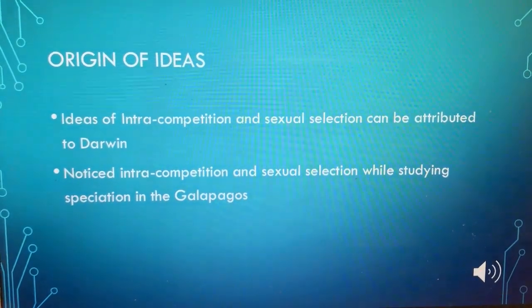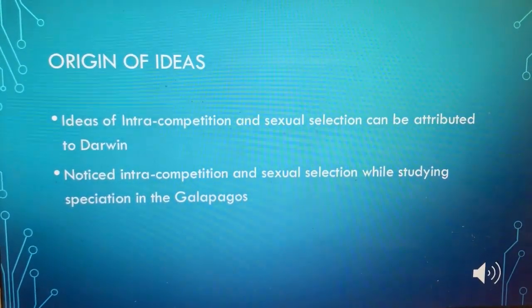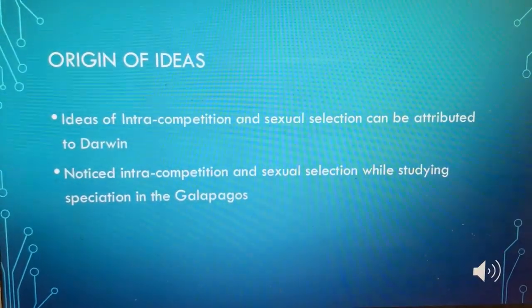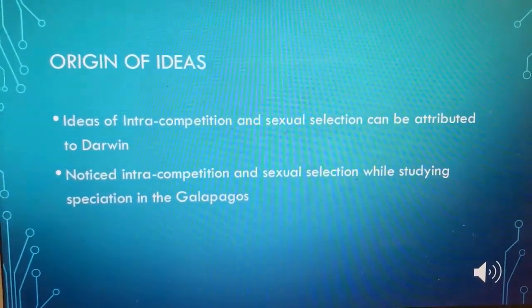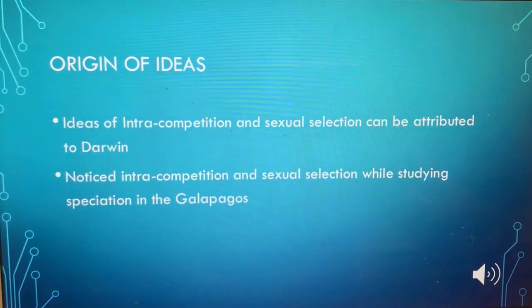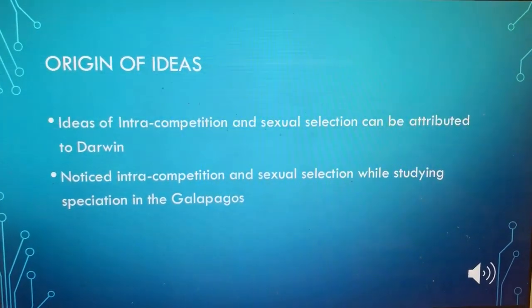So where did the ideas of intercompetition and sexual selection originate? Well, like much of the ideas of natural selection, they can be attributed to Charles Darwin, who noticed sexual selection and intercompetition occurring in the Galapagos when he was studying speciation.